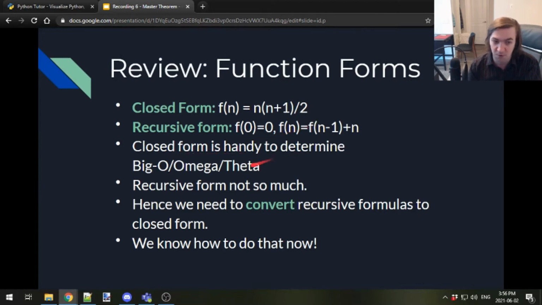Closed form is really helpful when we're looking at big O, omega, theta. Recursive form, not super helpful. So you need to be able to convert recursive formulas into closed form to be able to do this work. And we know how to do that now, although it can be very tedious sometimes.